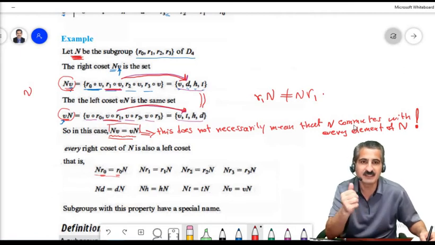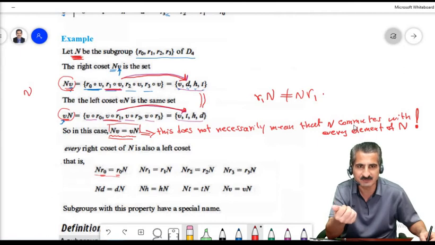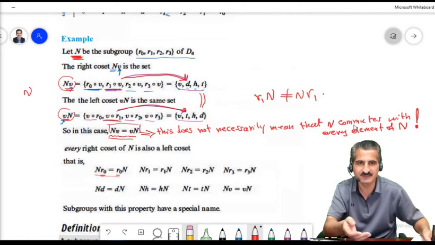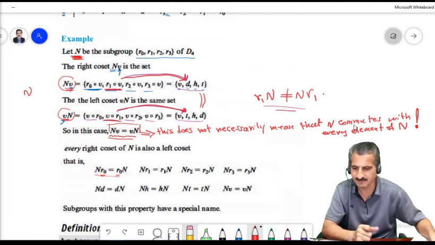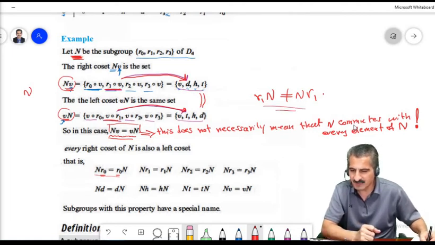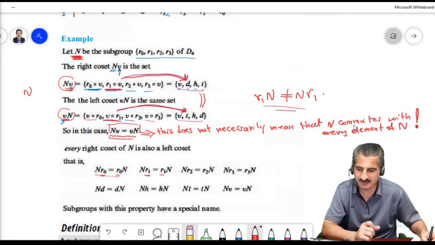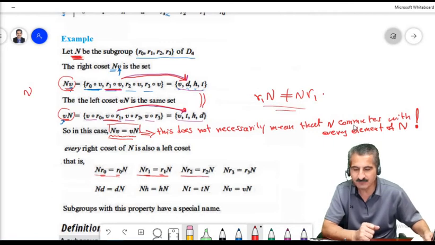But having the left coset of some element with N equal to the right coset of that element with N does not mean that element commutes with elements of N, as we have seen here. Now, go back and compute the left coset and right coset using R1, and they will come out to be equal. Same thing for the left coset and right coset of R2 and R3.